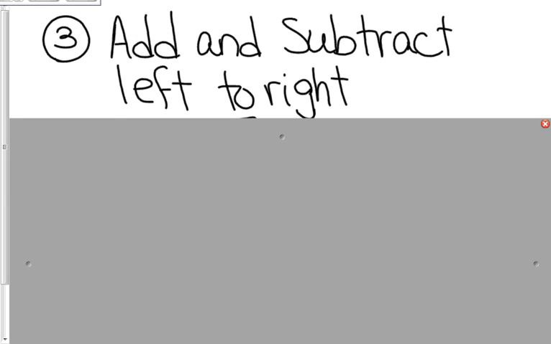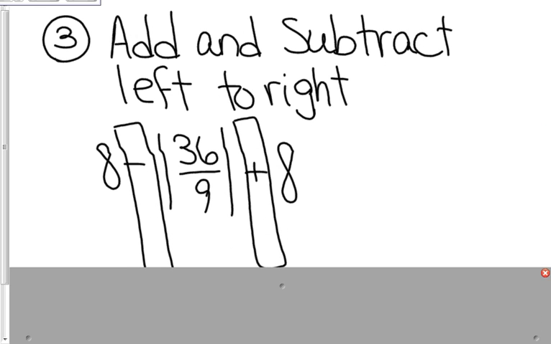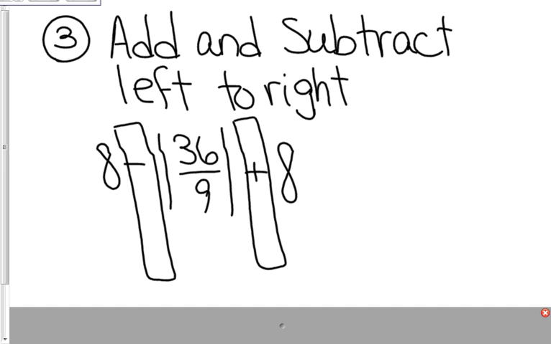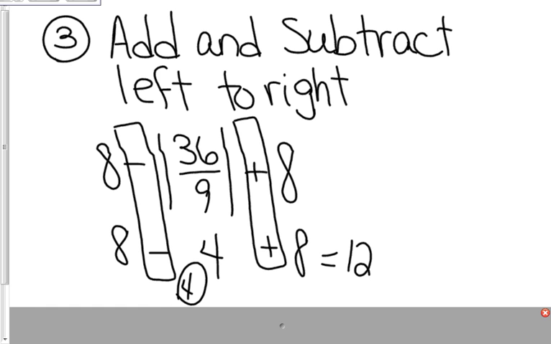Then, step 3, we're going to add and subtract left to right. So again, we bring down the 8, we subtract 4, and we add 8. So 8 minus 4 is simply a 4 for these two walls. 4 plus 8 is 12. So the correct answer is 12.